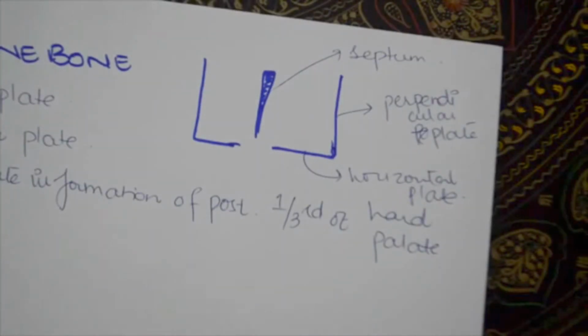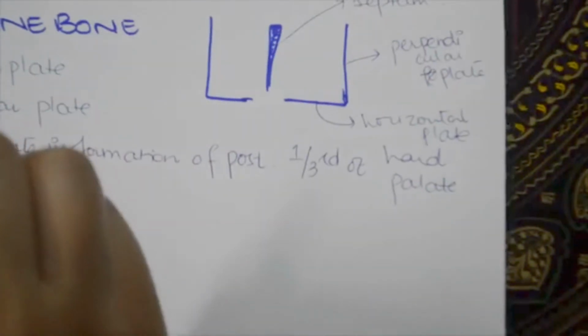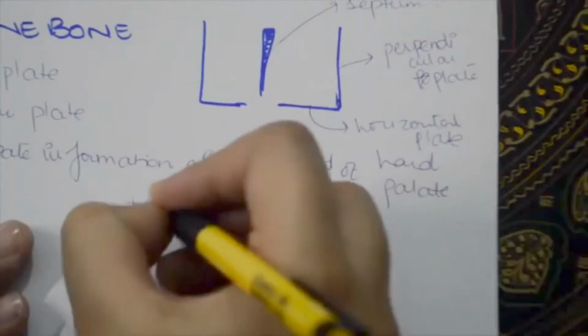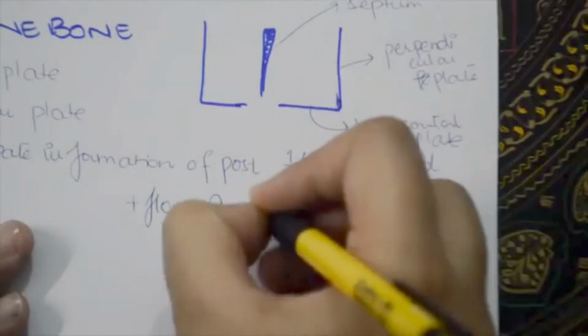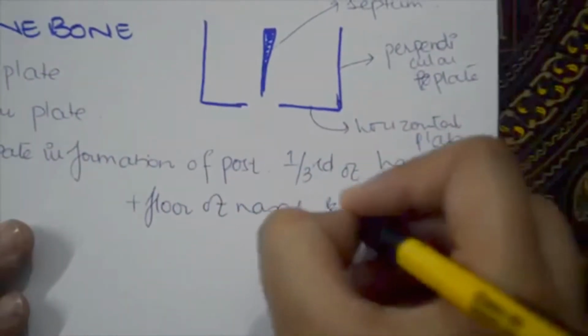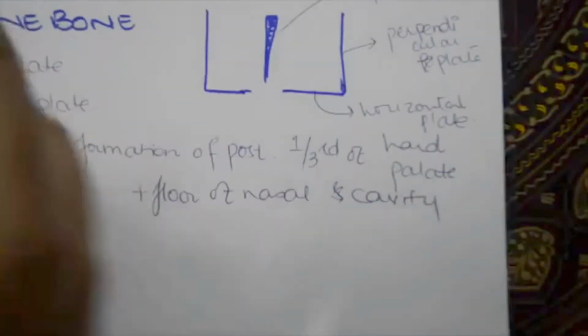Now, for the information, horizontal plate is making the roof of the oral cavity. We all know that horizontal plate is making the roof of the oral cavity with the posterior 1/3 of the hard palate, and it is also making the floor of the nasal cavity. So, plus the floor of nasal cavity.